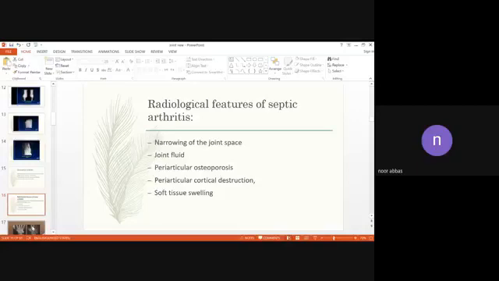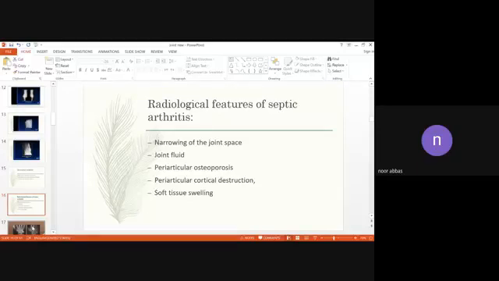The radiological features of septic arthritis will lag behind the clinical presentation. So most patients with septic arthritis will present initially with normal radiographs. Normal radiography does not exclude the possibility of septic arthritis. So if you have a child, say, presenting with limping and knee pain, and you suspect septic arthritis, and you send the patient for X-ray and the X-ray returns normal, this, of course, does not exclude septic arthritis, because typically the radiological changes will be late.